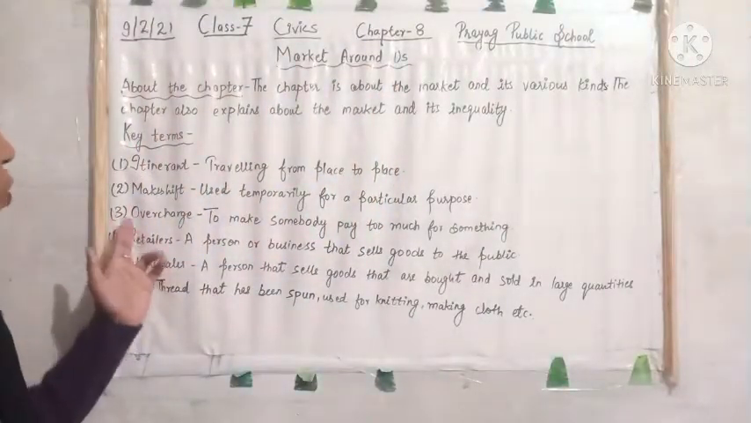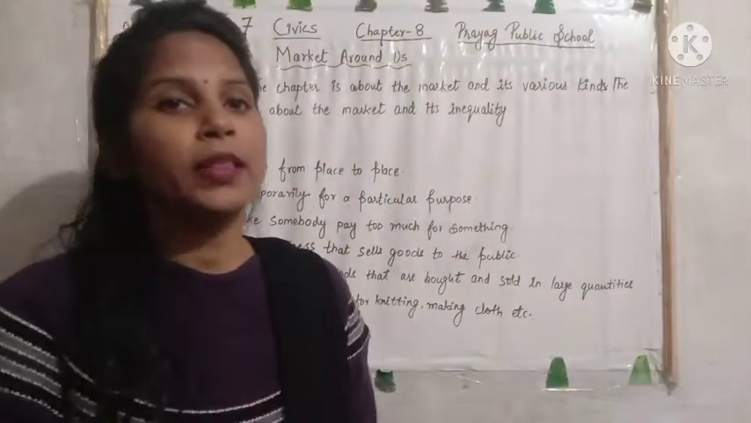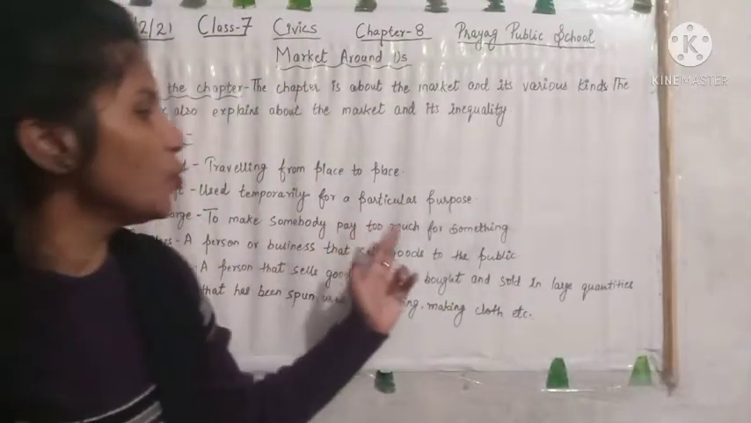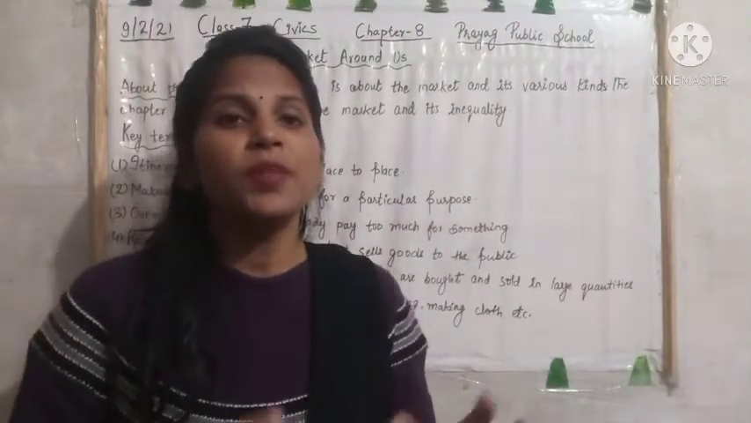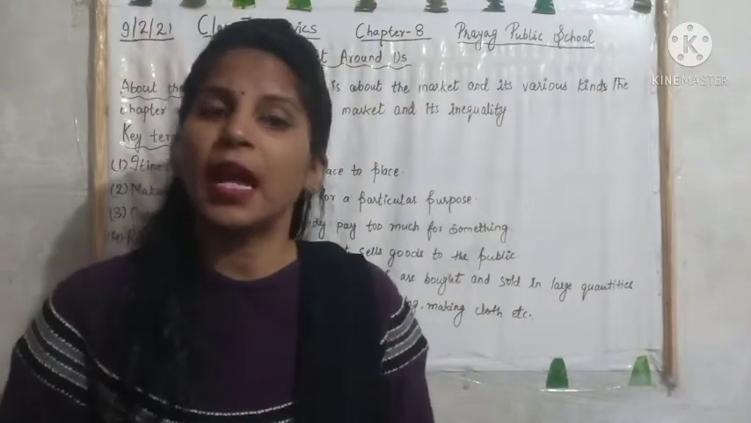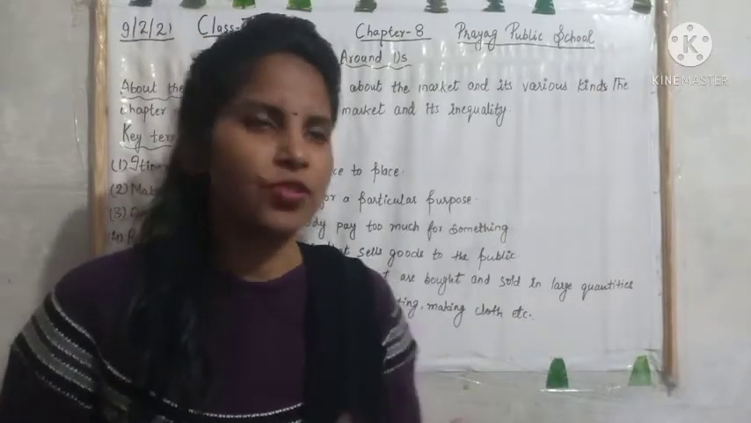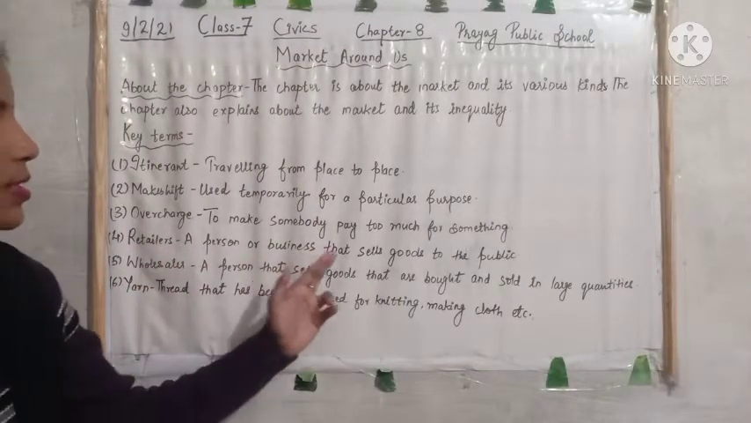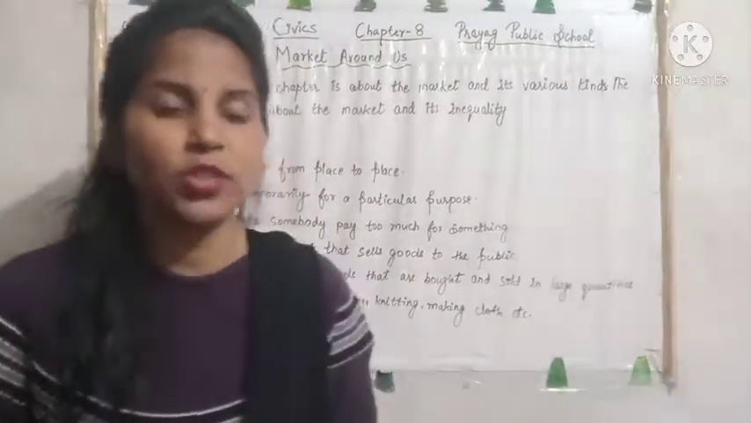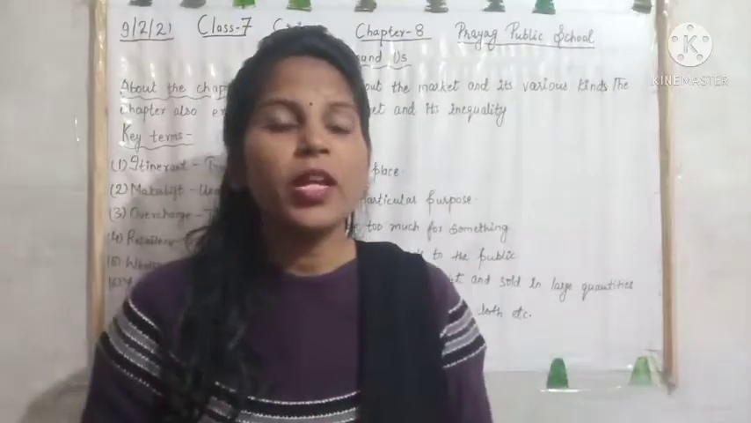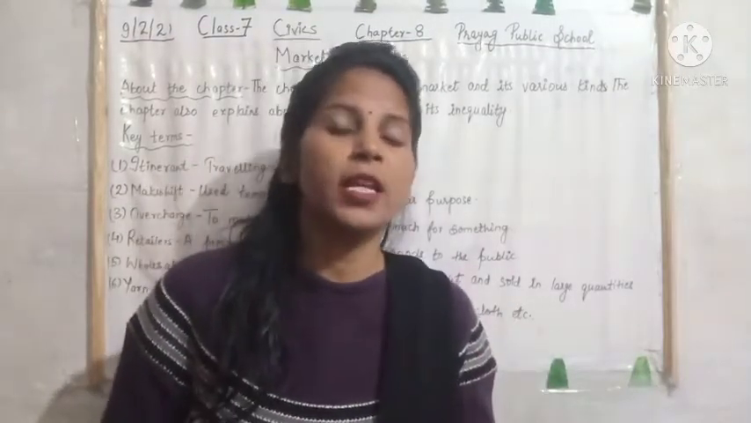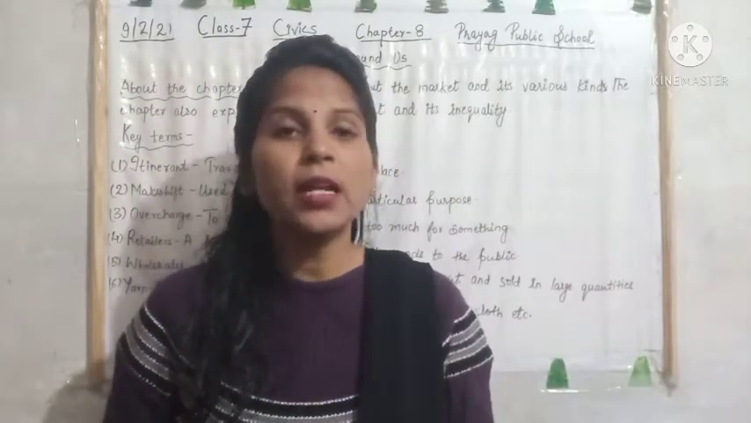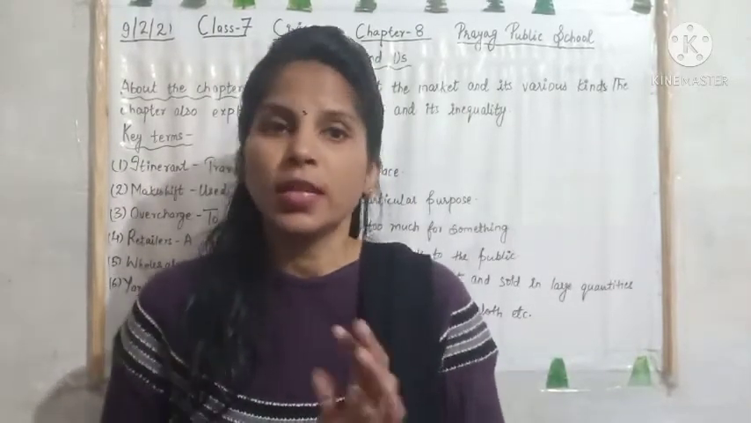Then the third one is overcharge, more than the original price, right? To make somebody pay too much for something. किसी भी चीज के लिए बहुत ज़्यादा pay करना, that is called overcharge. Then retailers, a person or a business that sells goods to the public. So a retailer is an intermediary or link between the wholesaler and the consumer. The retailer buys the product from the wholesaler and then sells it to the consumer.